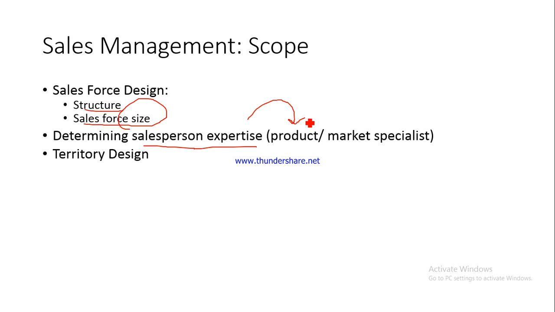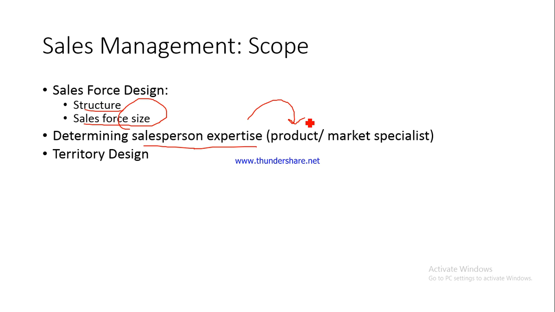Then we have got the territory design. Now what do we mean by the territory design? Let's say you are a company and you have a sales force which is selling in a state like Uttarakhand. Now Uttarakhand has a number of districts, right? And supposing you have 7 salespersons, how are you going to assign them the area in which they would be making the sales? For example, are you going to club Pithoragarh and Almora, 2 districts together, and then Nainital and Udham Singh Nagar together, and then Haridwar and Dehradun together? So this could be one type of territory design.